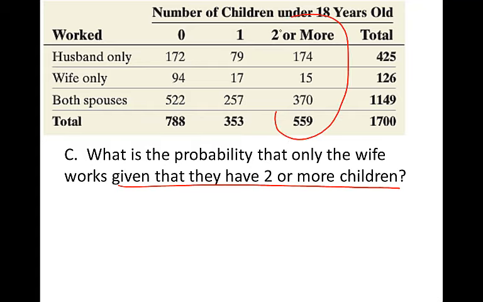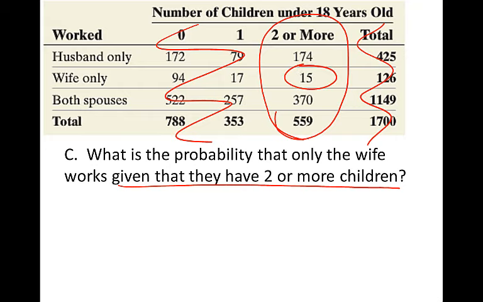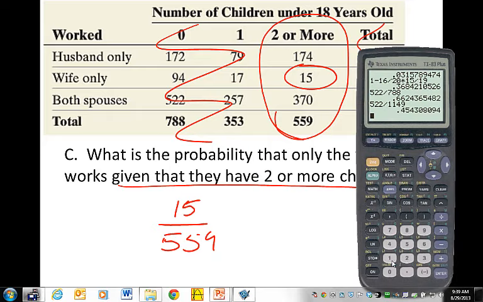2 or more children. Now what's the probability? We're not going to look at anything else. What's the probability that only the wife works? 15. See? That's not hard, is it? 15 divided by 559. 0.027.